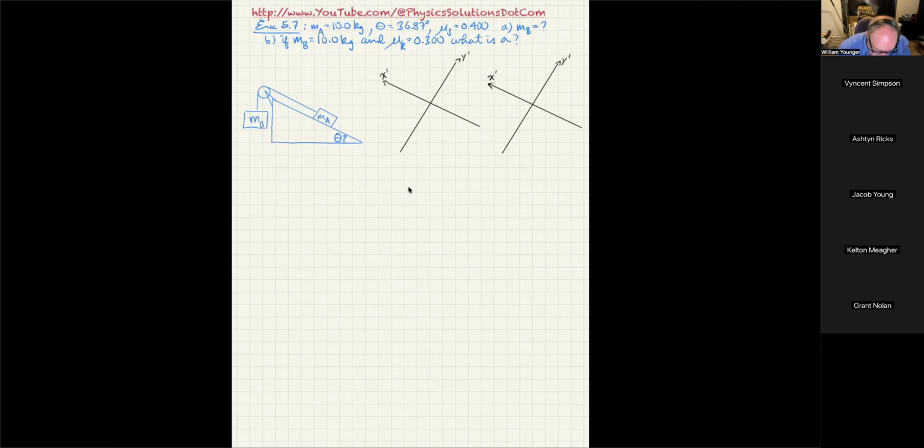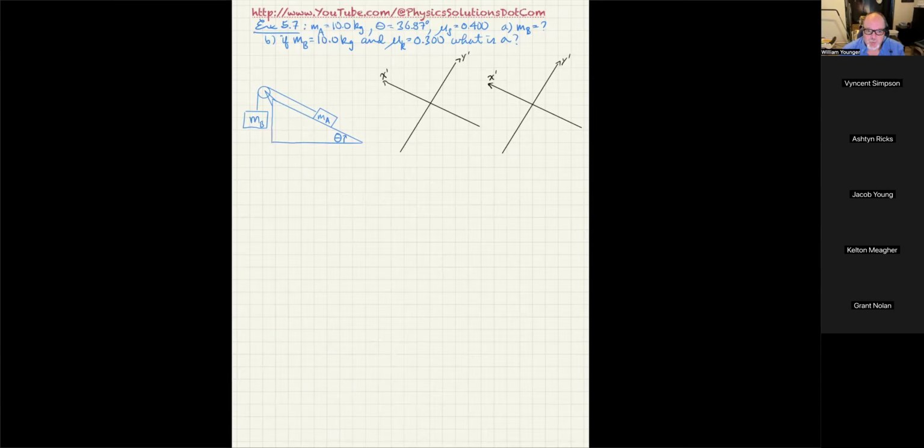I've already drawn a diagram of the actual system. So we have an inclined plane of angle theta. We have a mass m sub A on the incline. That's the one that's 10 kilograms. The m sub B, which is hanging freely, is the one we have to determine in part A, finding what mass range it will have to keep the object from accelerating.